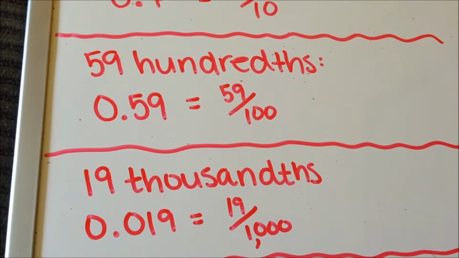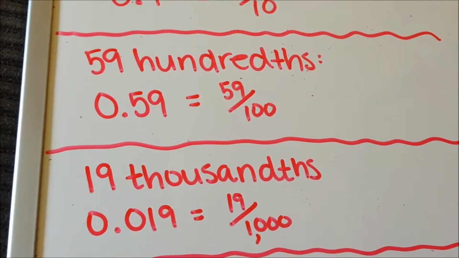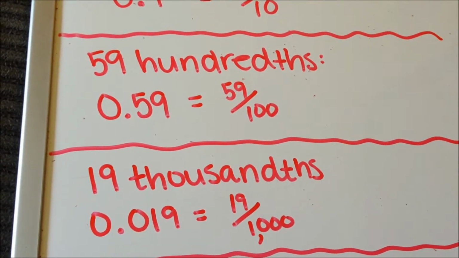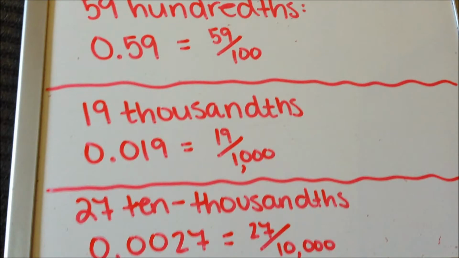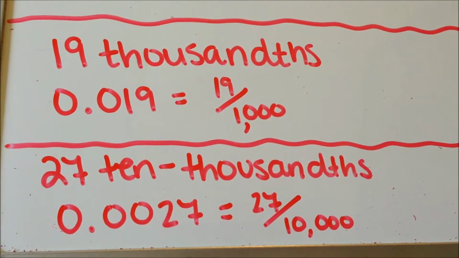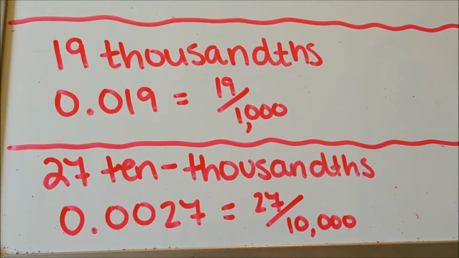19/1,000. 0.019 is equal to 19 over 1,000. Again, they can both be read as 19 thousandths. 27/10,000. So 0.0027 is equal to 27 over 10,000.